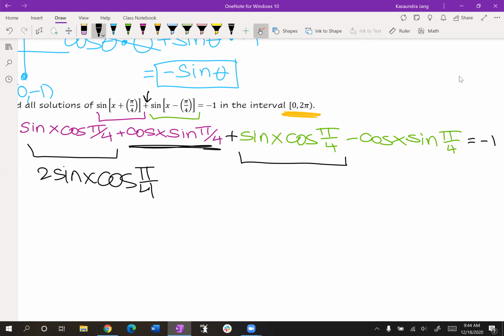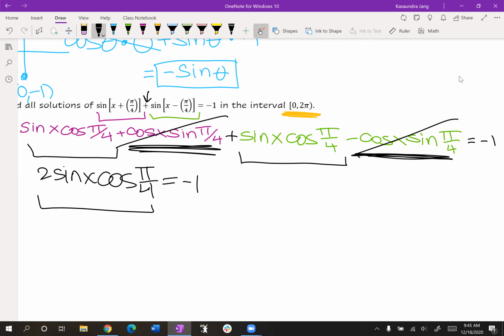And then these guys, I've got a cosine x sine of pi fourths, then I've got a negative cosine x sine of pi fourths. They're really messy, but I have a positive and negative of the same thing, so really those add up to 0. I don't need to have those again. And then this is all equal to -1. So that really long equation got brought down to this one little piece so far. Are you guys okay with how I simplified it down?